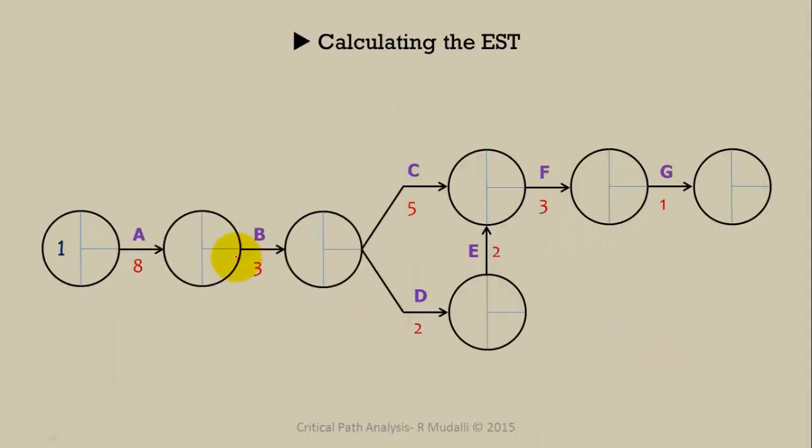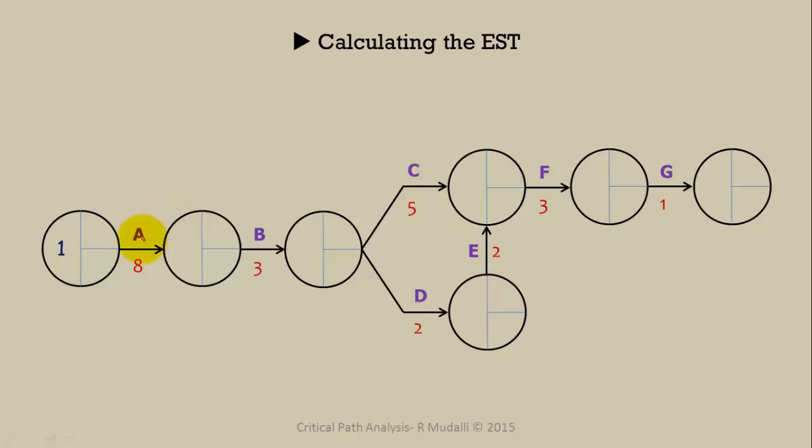I shall use this diagram to illustrate how to calculate the earliest start time of all those activities in this project. So this project consists of several activities: activity A, B, C, D, E, F, G.